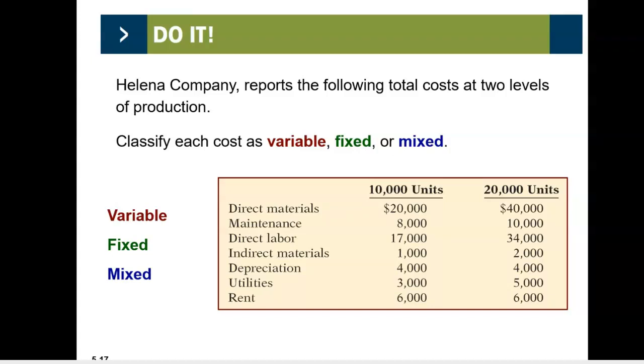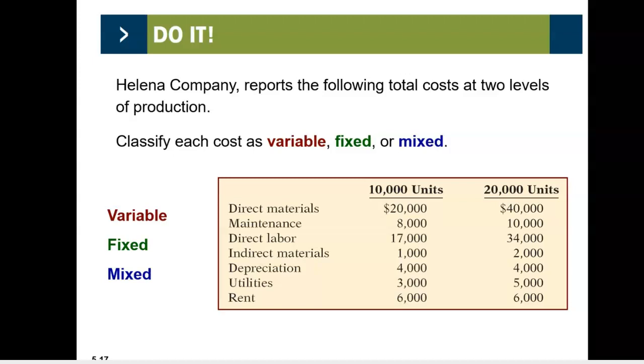So when you look at the data we have here, you're asked to identify the variable cost, the fixed cost, and the mixed cost. Well, you can see I have production at 10,000 units and production at 20,000. The first cost, direct material, is $20,000 when I produce 10,000 units. And when I double the amount of units I produce to 20,000, the cost doubles from 20 to 40. So obviously, direct material is a variable cost. It changes in total in direct proportion to changes in the level of the activity.